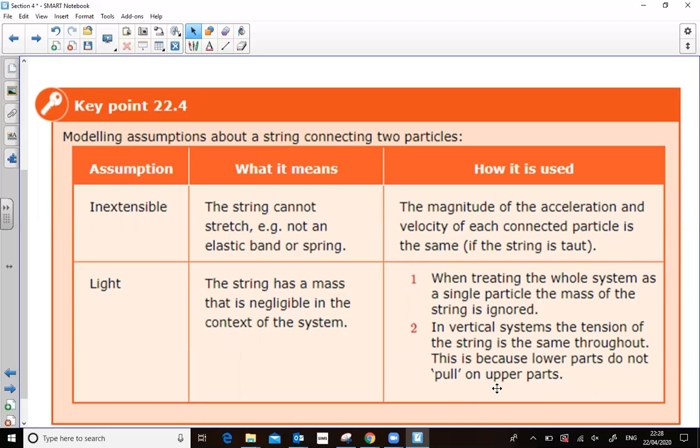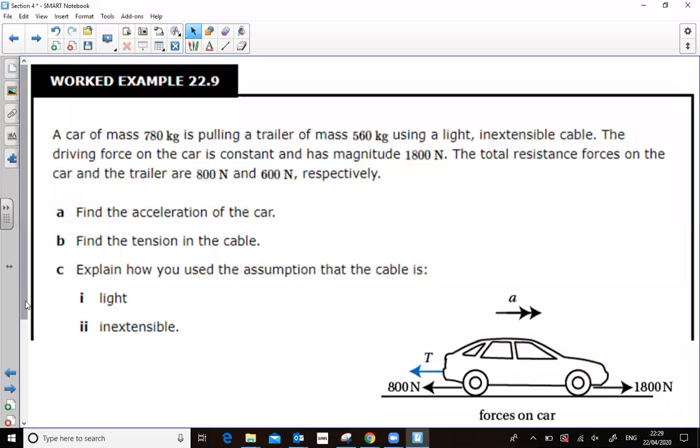So, frequently in the exam, the last part of the question, they may ask you to comment on the modeling assumptions. So you should mention those two words, inextensible and light, and you need to know what they mean. Let's move on to look at an example.